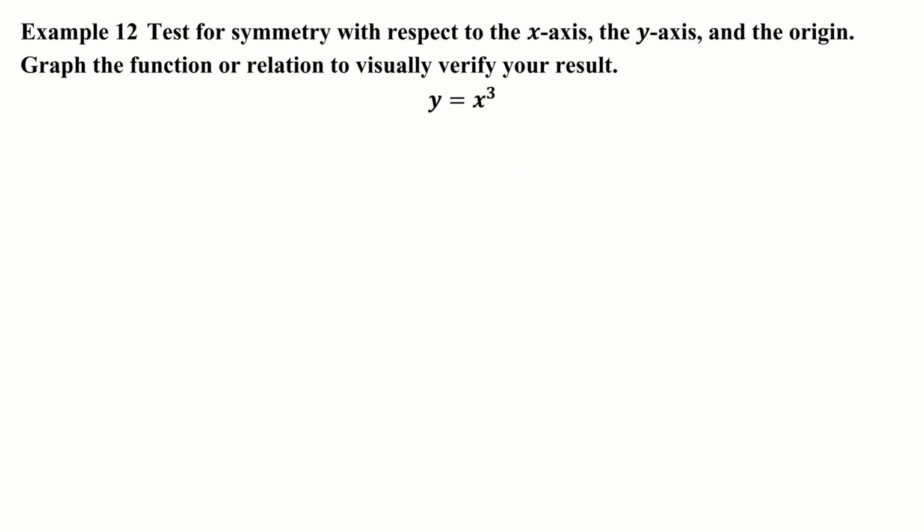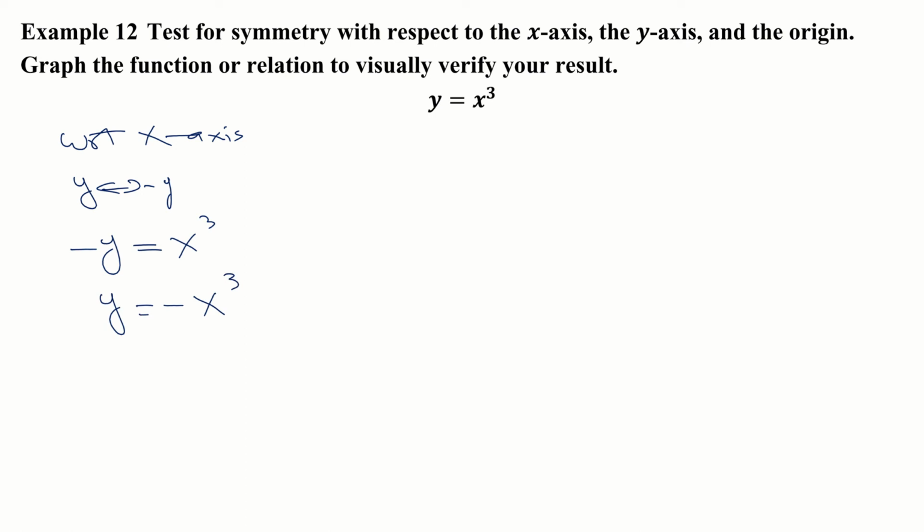All right, so we're going to test this one now. So to check symmetry with respect to the x-axis, we replace y with negative y. So we get negative y equals x cubed. Multiplying both sides by negative 1 gives me y equals negative x cubed. So we did not get back to the original equation, so it's not symmetric with respect to the x-axis.